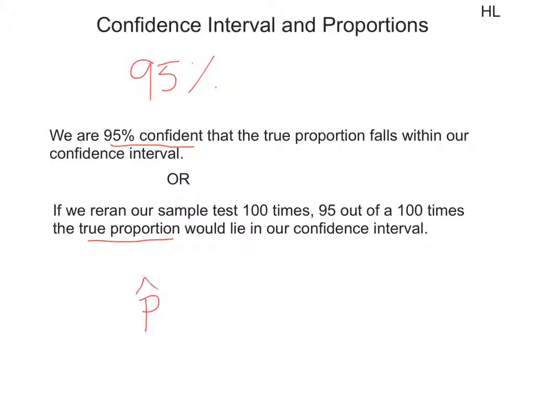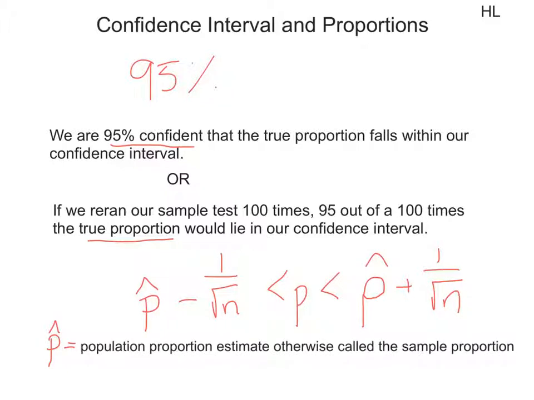If we want to calculate the confidence interval for a population proportion, it's given by our estimate of the population proportion, p hat, minus the margin of error, which is less than the true population proportion, which is less than our estimate of the population proportion plus the margin of error. P hat is the population proportion estimate, or we also call it the sample proportion.